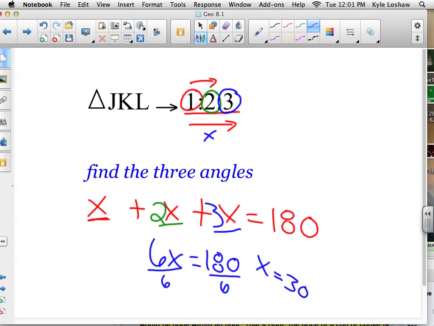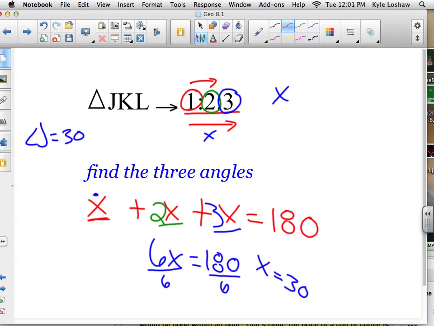Well, how can we relate that back to our problem? We had a ratio of 1 to 2 to 3, and we said that was x plus 2x plus 3x. So that means for our 3 angles, we could say that angle J is 30. That's our original x.